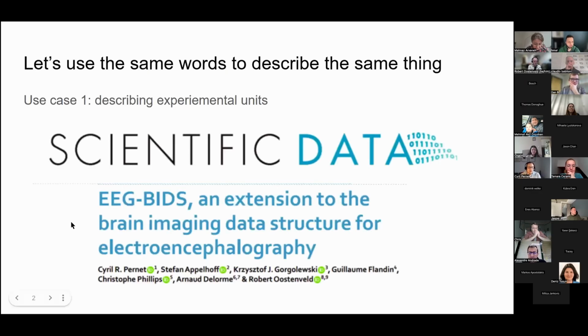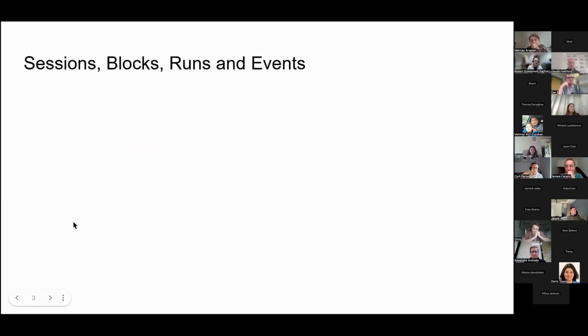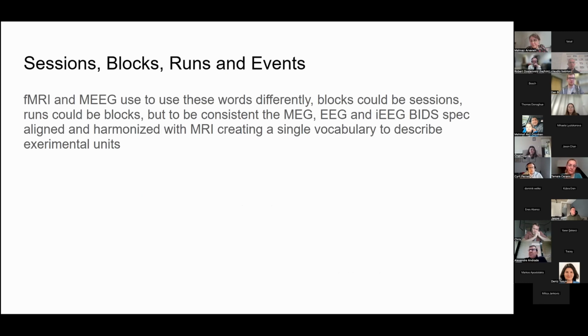The first use case I want to bring is EEG BIDS, and I've seen there was a little bit of discussion about that. For people who didn't know about BIDS, it's mostly about how you name things and how you organize your files. In BIDS we have defined words such as sessions, blocks, runs, events. But if we think about how they're used, fMRI and MEG used these words differently. For instance, in the EEG world, a block would be something that in the fMRI world we would have called a session, runs would be blocks, and so on and so forth.